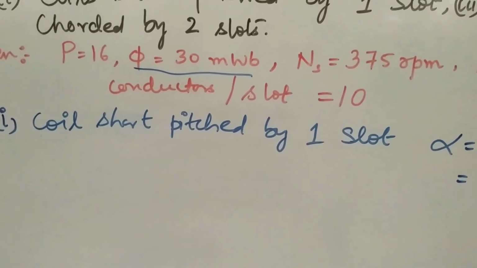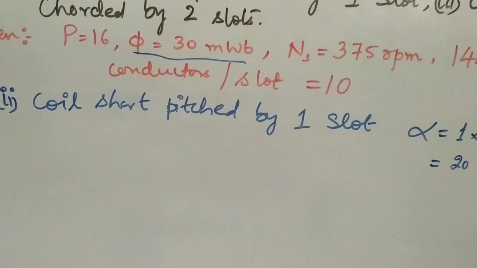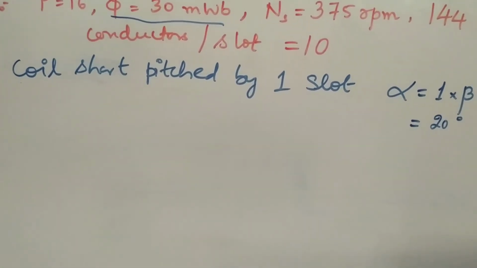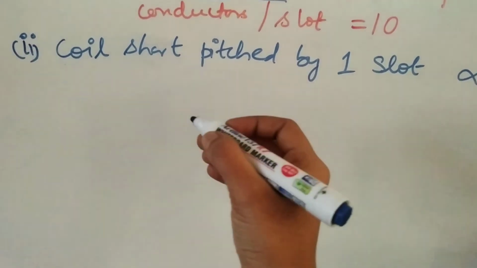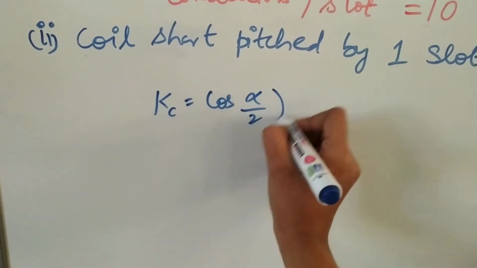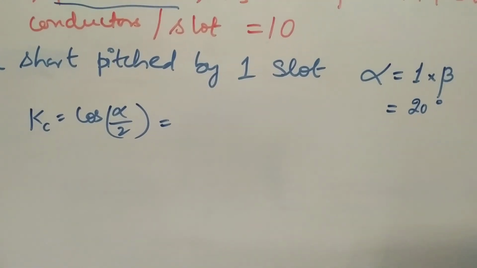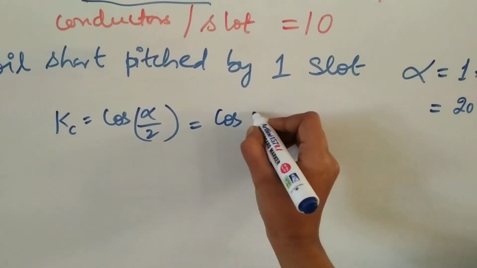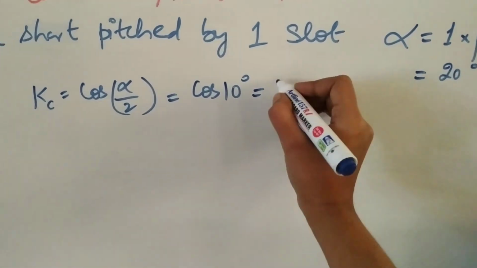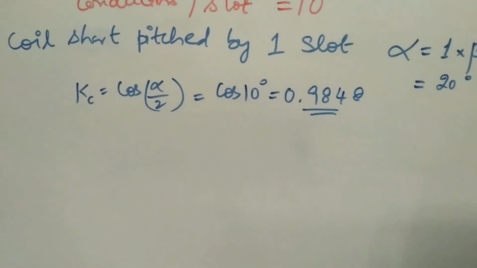In the earlier sub-question 1, we had Kc equal to 1 for the full pitch. Here the Kc value will change because it is short pitched by 1 slot. So now we have to find out the value of Kc. So Kc is equal to cos of alpha divided by 2. Once you solve this, you get cos of 10 degrees, right? So it results with 0.9848. So this will be the Kc value.